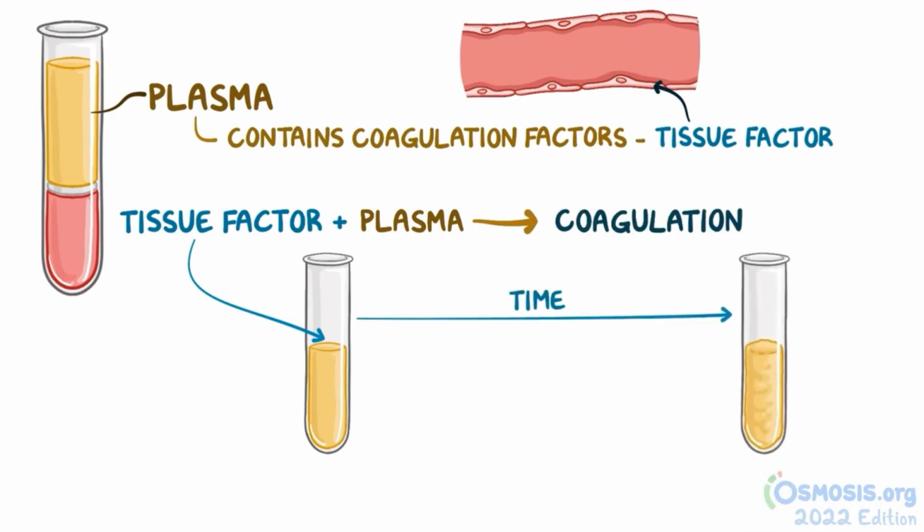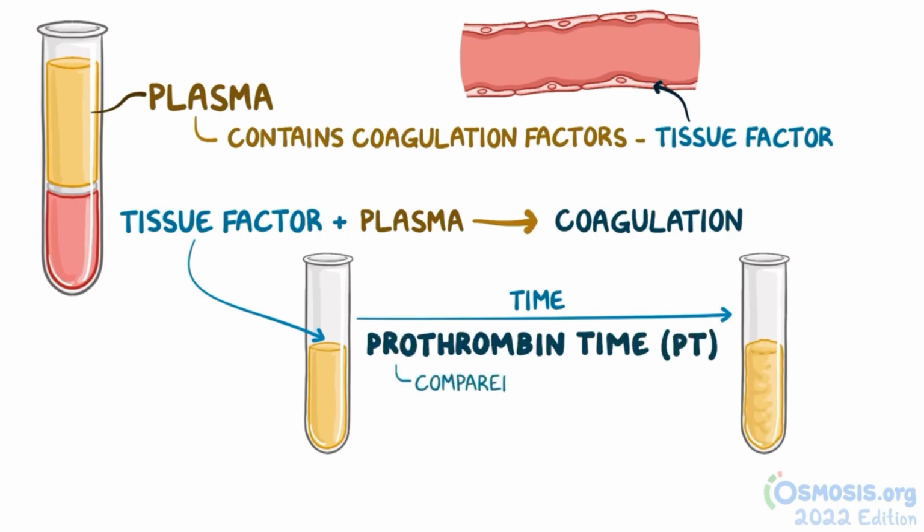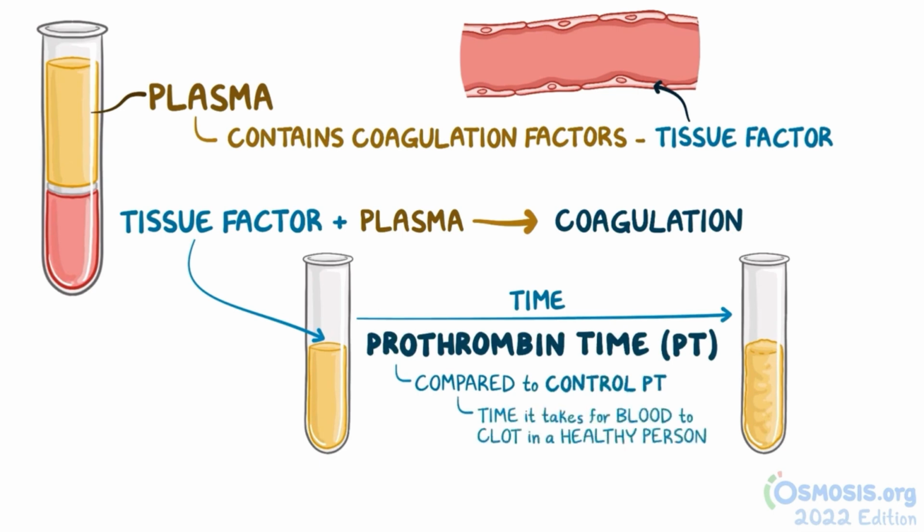This measurement is called the prothrombin time, also abbreviated as PT, and it's compared to the control PT, which is the time it takes for the blood to clot in a healthy person.